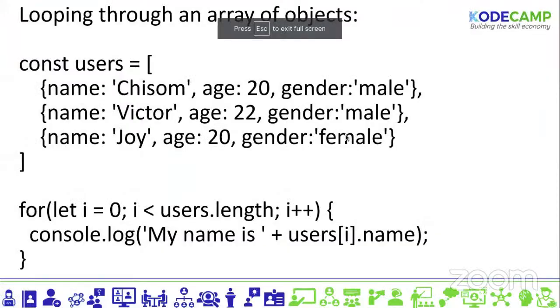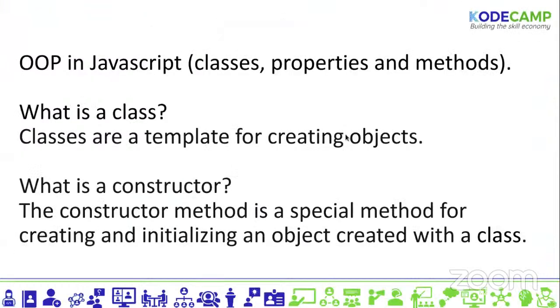So let's continue. We are going to talk briefly on object oriented programming in JavaScript. And we are going to talk about classes, properties, and methods today. So what are classes? We see that classes are templates for creating objects. Let me try to explain that using an example. Let's take a bakery, for example.